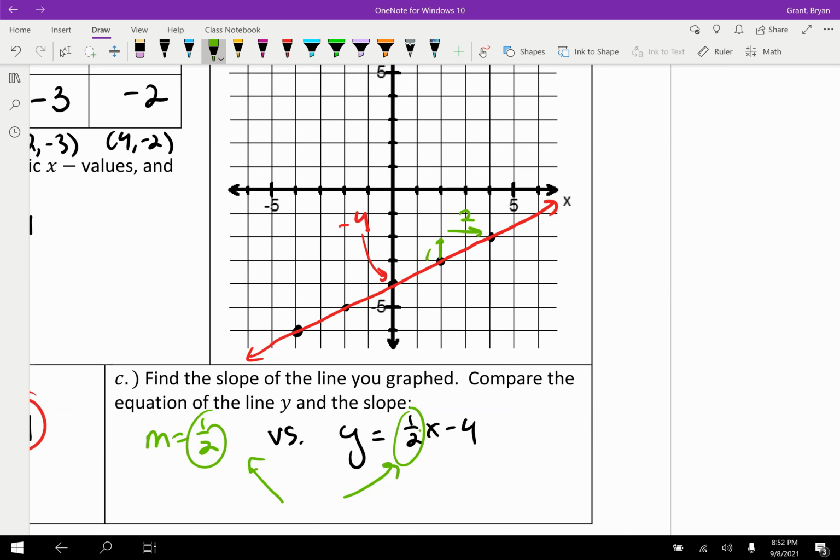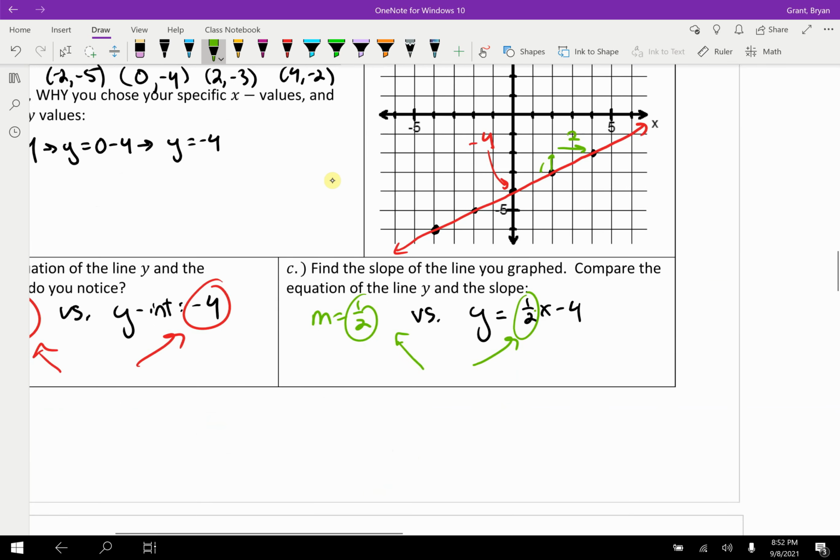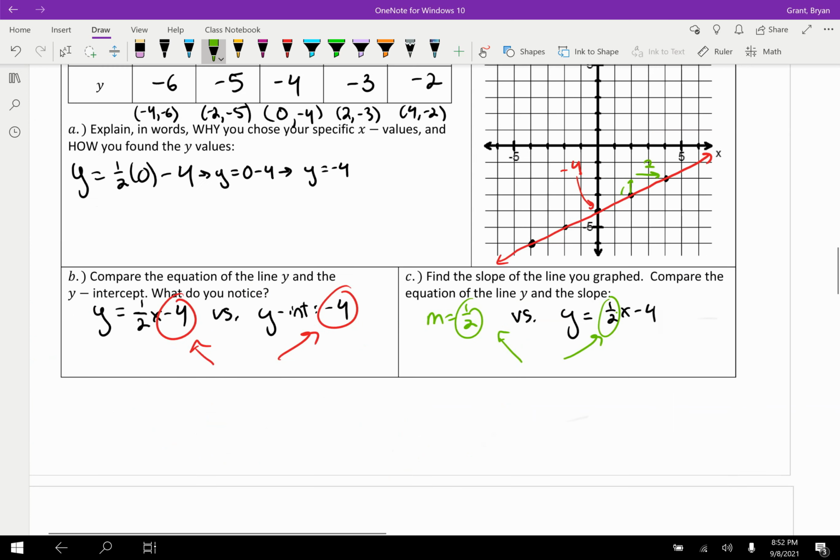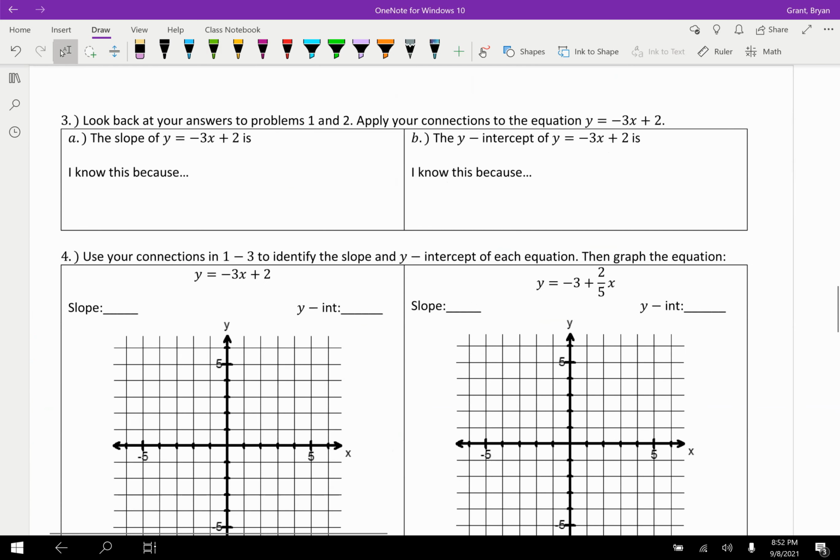So hopefully at this time you're pretty convinced that if we get an equation where there's a number multiplying by x and then a number adding or subtracting, we know quite a lot about the equation. We know both the slope and the y-intercept. So let's go ahead and summarize this and then see how we can use it.